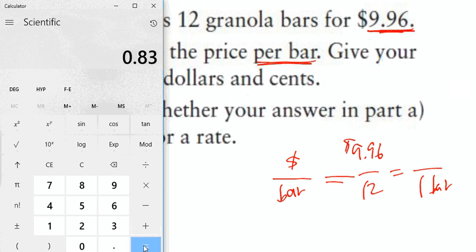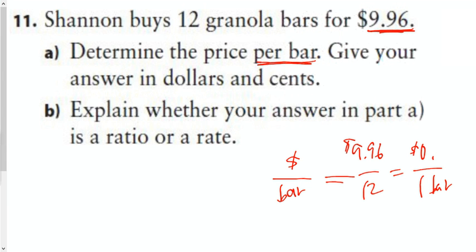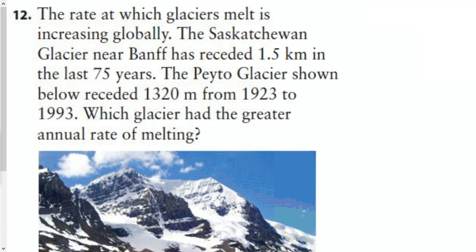I don't think I could have got there. So therefore, it's 83 cents per one bar. Now, is your answer a ratio or a rate? It's a rate because they're different units. Bars and money are not the same units, unless, of course, you're talking about gold bars, then I guess that is a standard unit of currency somewhere.